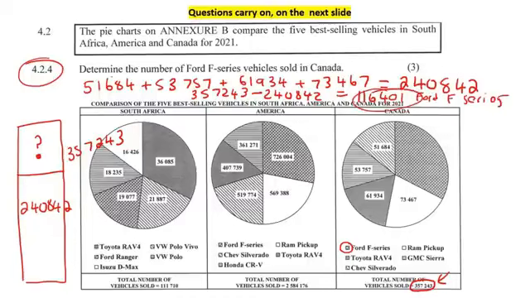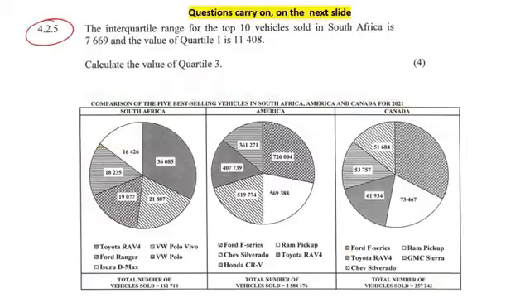Okay, so 116,401. All right, so this question says that the interquartile range, okay, what does interquartile range mean again? Let's say interquartile range, so IQR, is quartile 3 minus quartile 1. It says for the top 10 vehicles in South Africa is that, and the value of quartile 1 is that. Calculate the value of quartile 3.